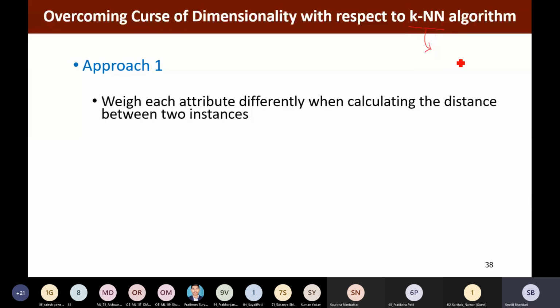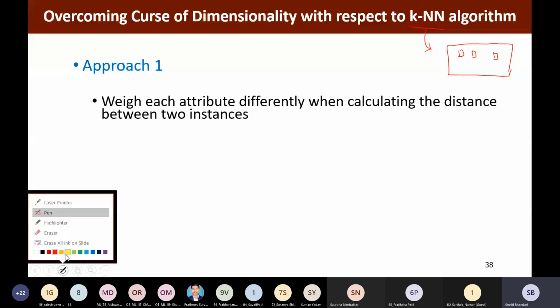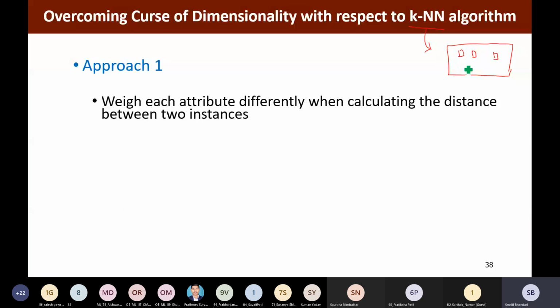We know how the KNN algorithm works. We have the instance space wherein we have the samples. Whenever a test sample comes in, we try to find its k nearest neighbors. So k neighbors are identified.